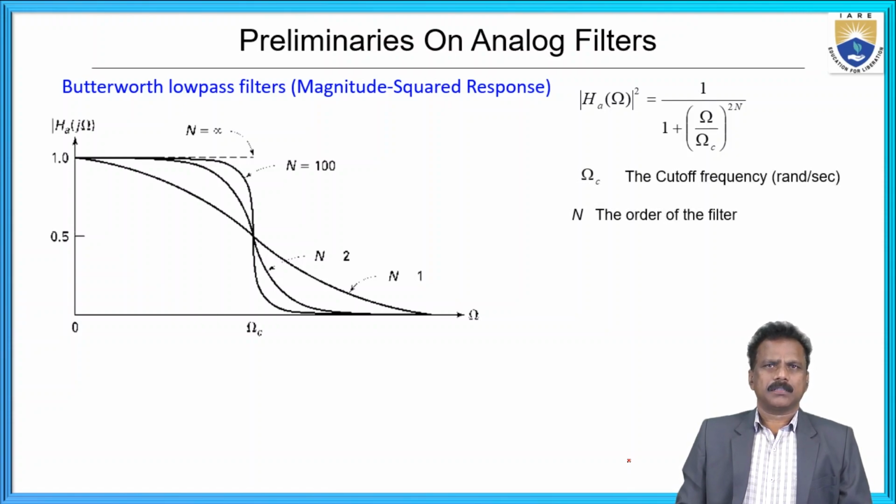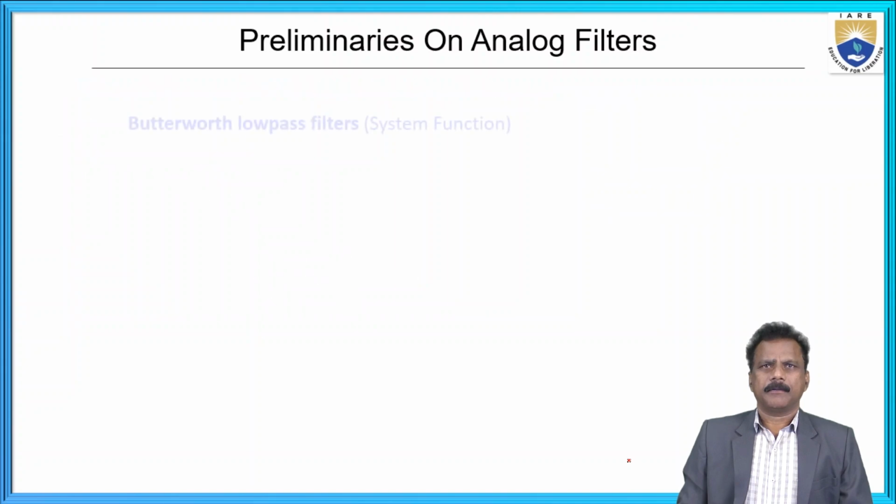With the low pass filter magnitude squared response, the cutoff frequency, we try to observe the n value, the order. Initially n is equal to 1, then n is equal to 2, 3 and so on up to n equal to 100, and as 2n goes to infinity. That n is the order of the filter.